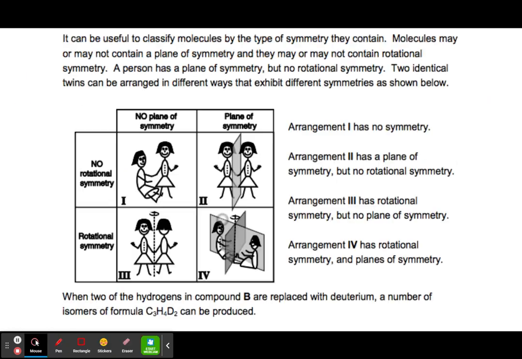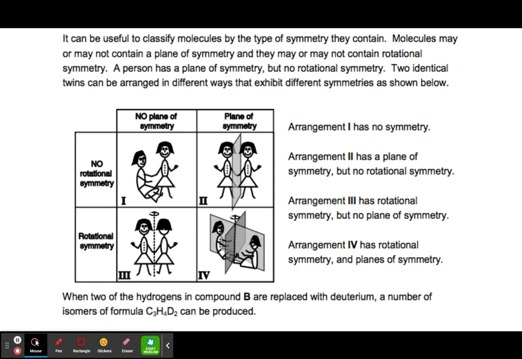So that's that question. Now, this is when we get told more about symmetry, rotational symmetry, and planes of symmetry. It's fairly straightforward and intuitive, but let's just go through it. It can be useful to classify molecules by the type of symmetry they contain. Molecules may or may not contain a plane of symmetry, and they may or may not contain a rotational symmetry. Straightforward. A person has a plane of symmetry, but no rotational symmetry. That makes sense.